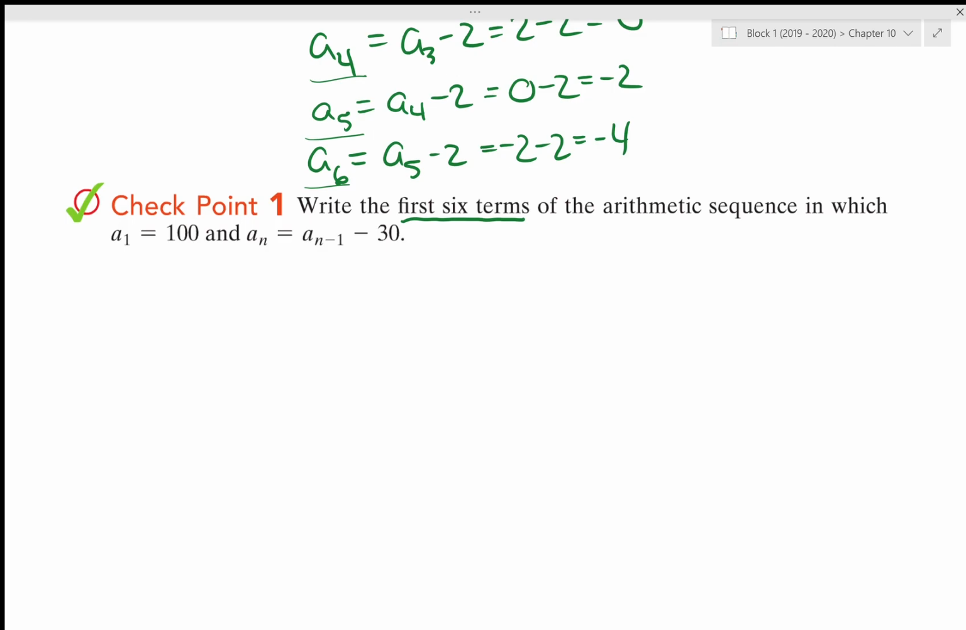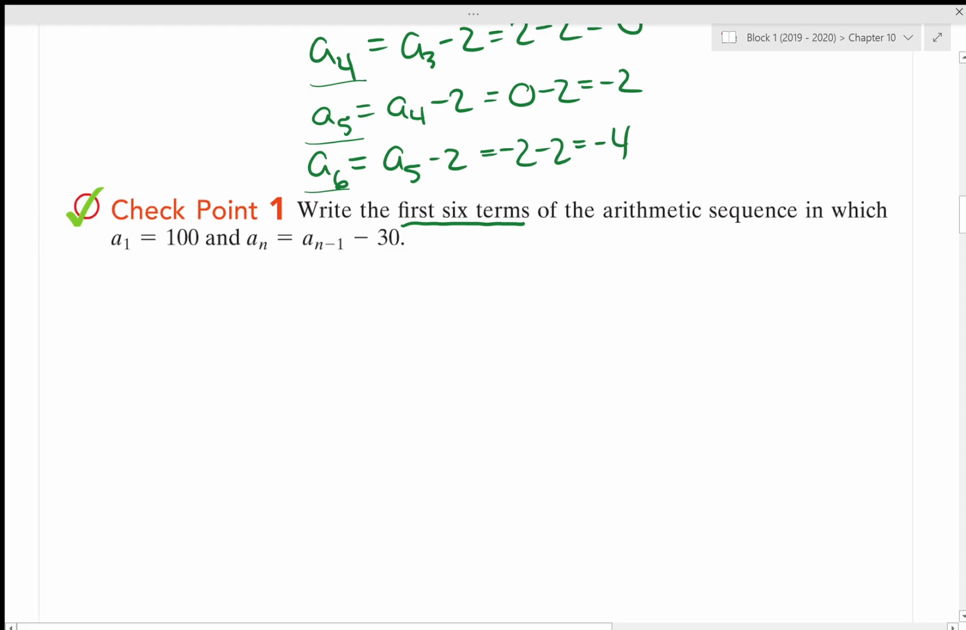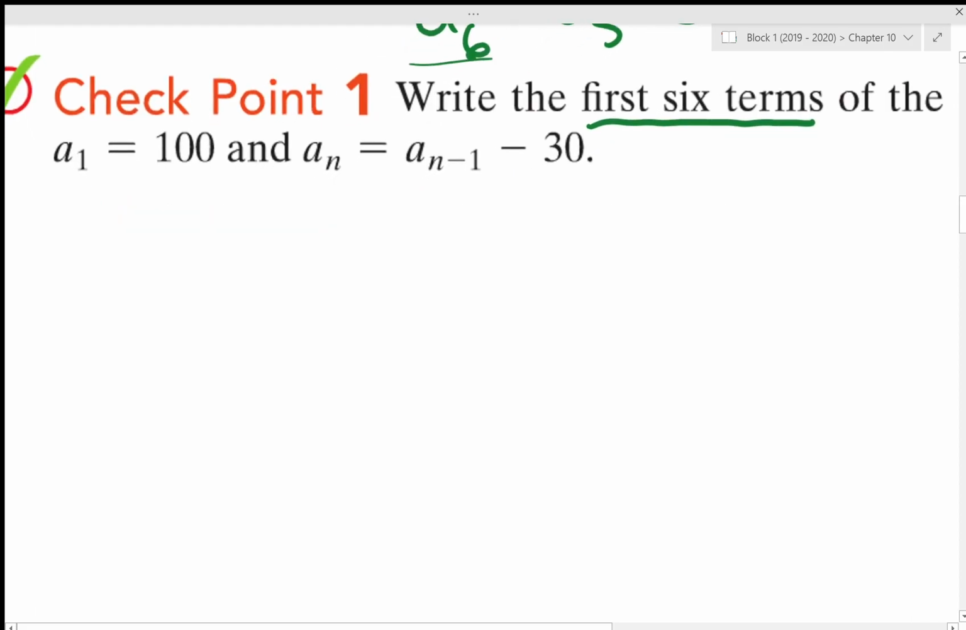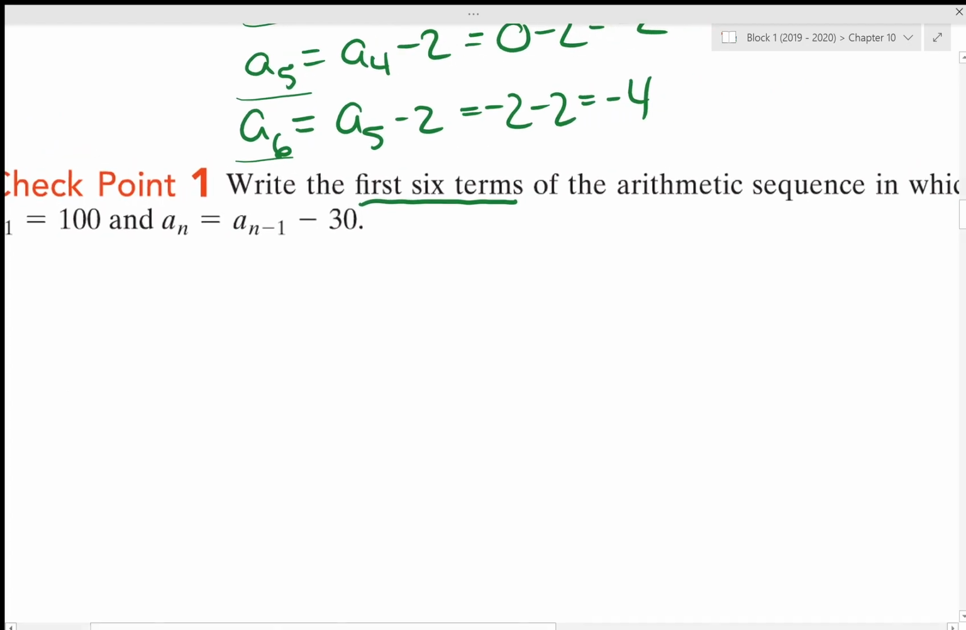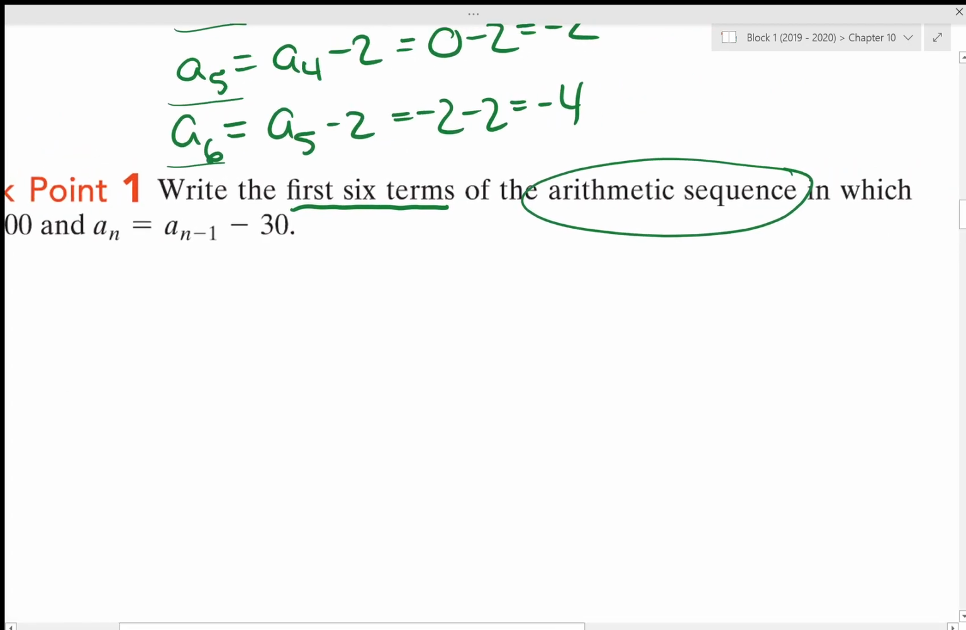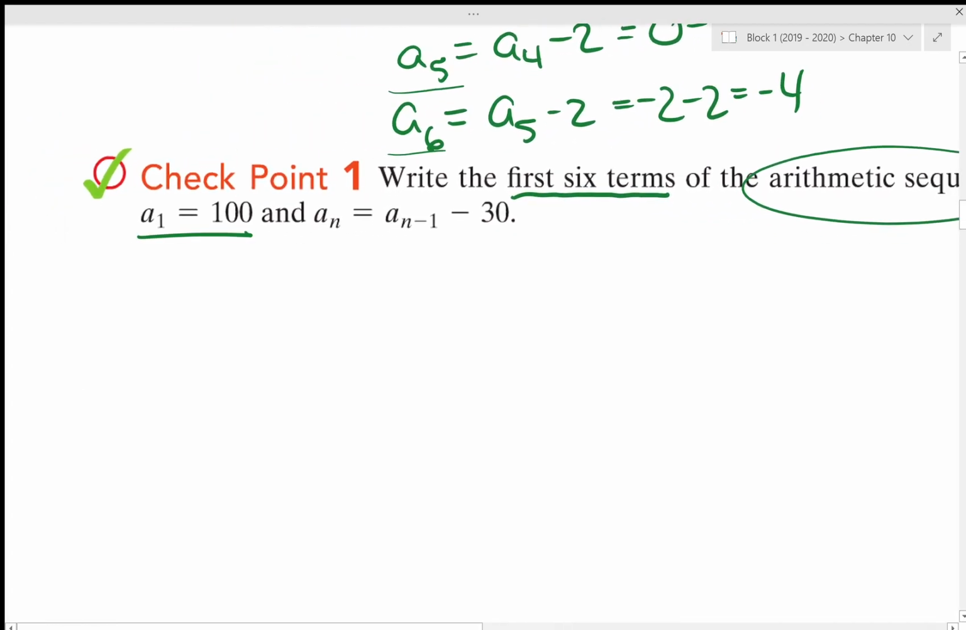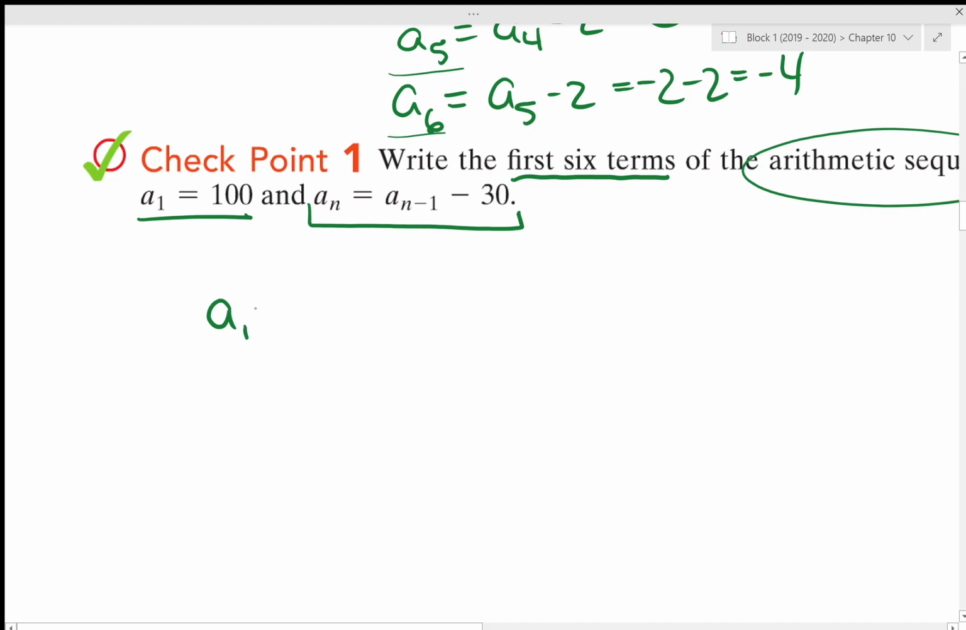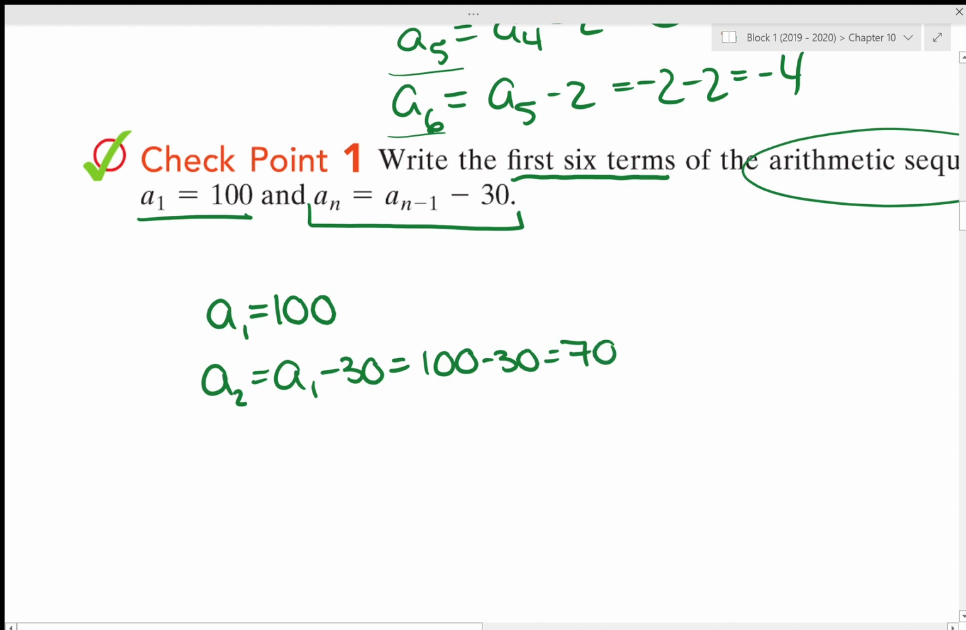Okay, so checkpoint 1, we want the first 6 terms of the arithmetic sequence in which a of 1 is 100, and I get my next term by just subtracting 30 from my previous term. So a of 1 is 100. A of 2 will be a of 1 minus 30. So 100 minus 30, I get 70.